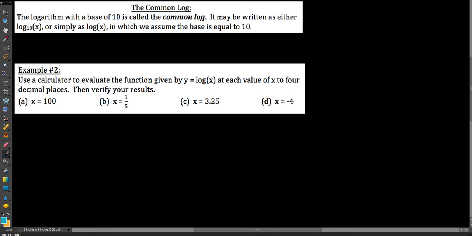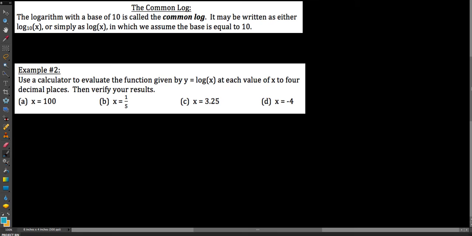Okay guys, in this video we're going to talk about two very special logarithms. Some logarithms that are so special that we give them their own names, as a matter of fact. And so we're going to start with the common logarithm. And we say that the logarithm with a base of 10 is just simply referred to as our common log.